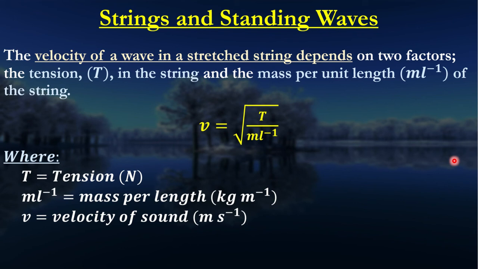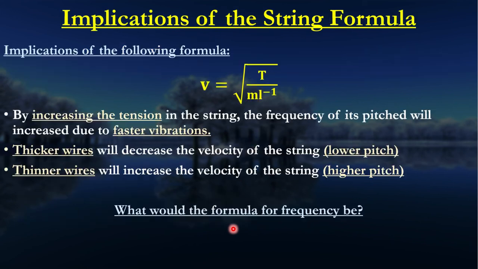You can see the units. Tension is a force, so it's given in newtons. Mass per length is mass in kilograms, divided by meters. And then meters per second, m times s to the power of negative 1. So what can we work out in terms of how fast the sound is being generated? We can work out that if we increase the tension force on the string, we get faster vibrations, so a higher pitch.